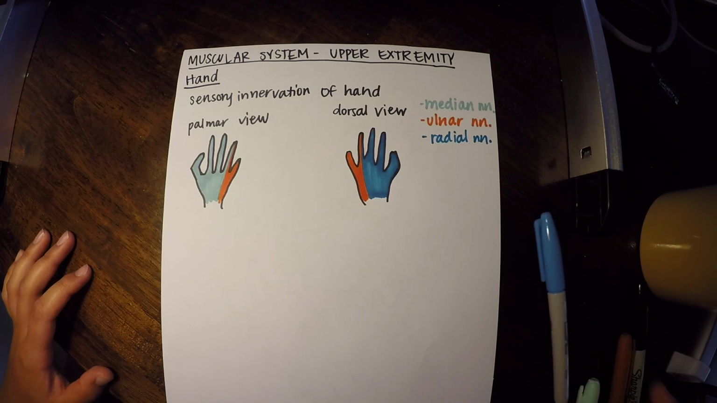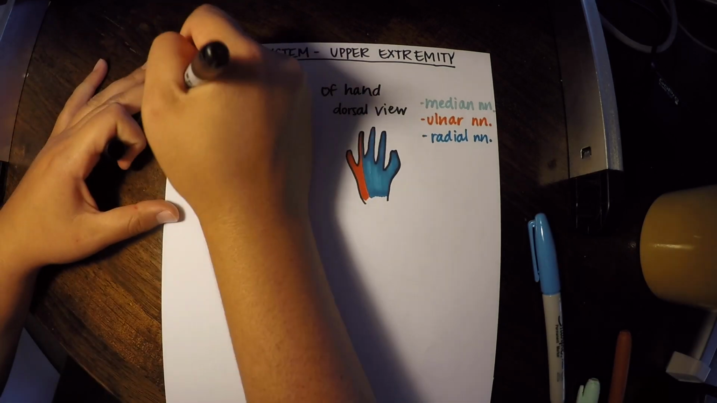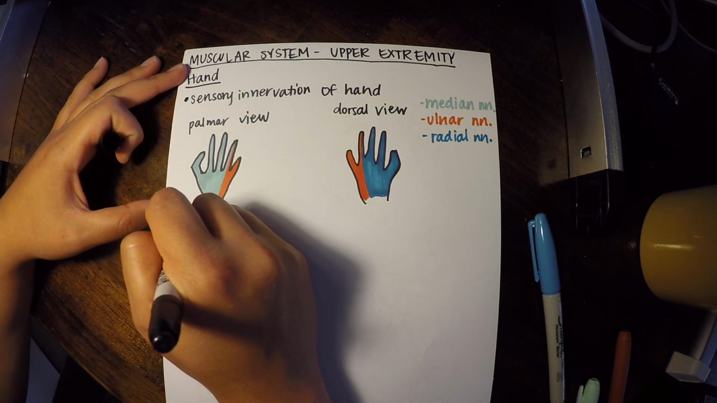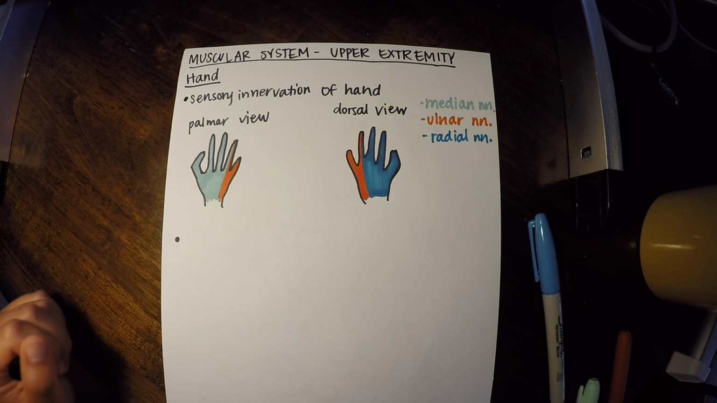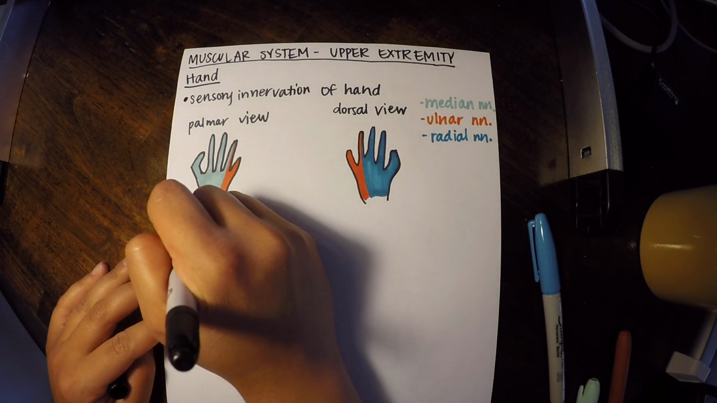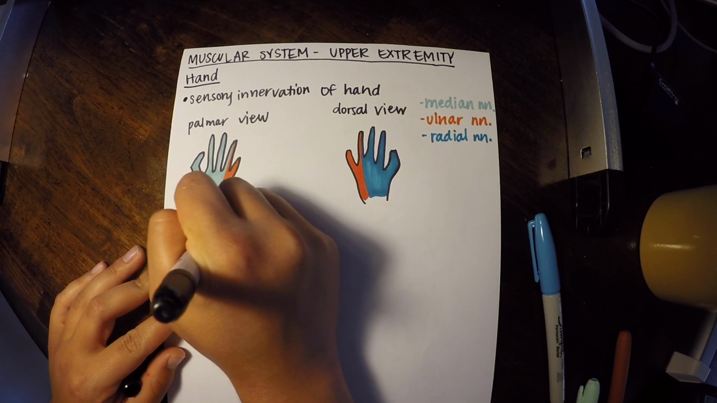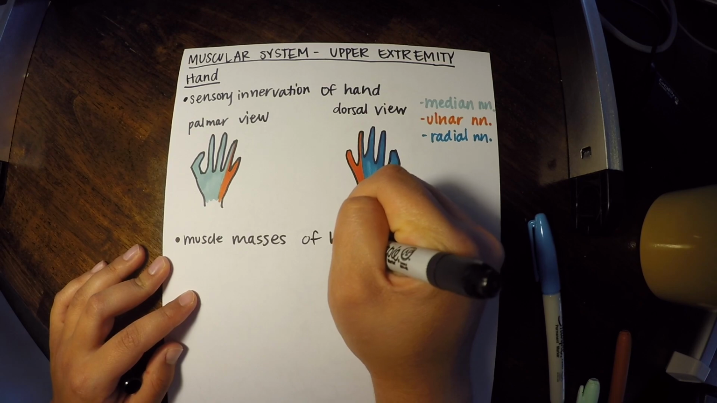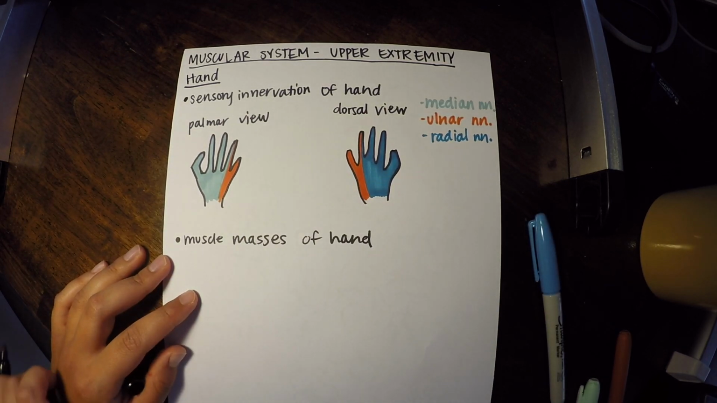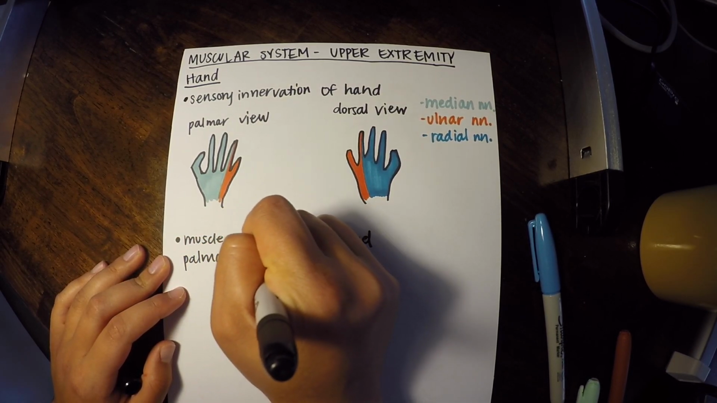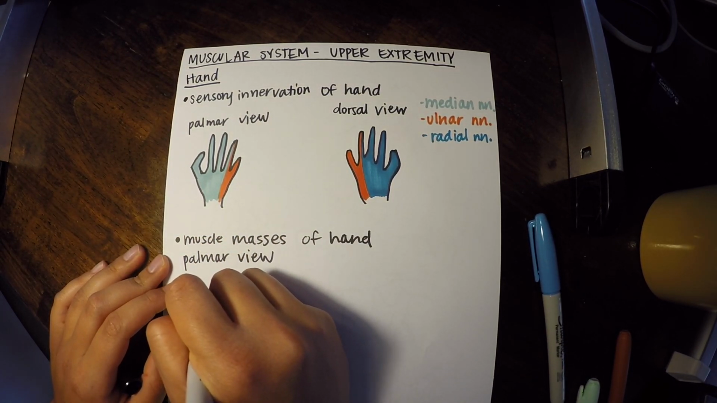Now what we're going to do is, we covered sensory innervation of the hand. Now we're going to cover just muscle masses of the hand. There are lots of hand muscles, but I'm just not going to review them because that's beyond the scope of this course. So let's start. Muscle masses of the hand. And I'll draw a palmar view again. So we're going to draw that same thing out.